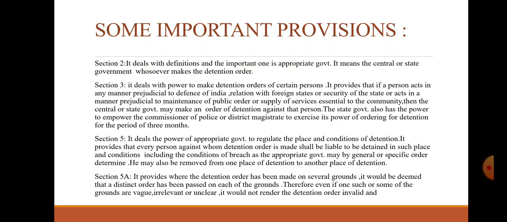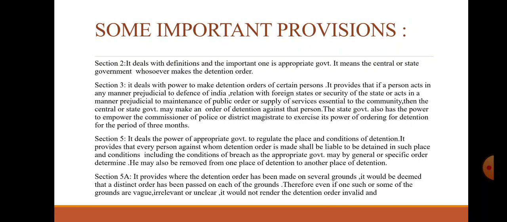After that, we have to know about some important provisions of this act. So section 1 is already dealt with, that is the short title, extent, and the enactment of the act. Section 2 deals with the definitions, and I think the most important one amongst the definitions would be the appropriate government, as it has an important role to play in the coming sections. So appropriate government herein means the central government or the state government, whosoever makes the detention order. It can either be the central government or the state government.